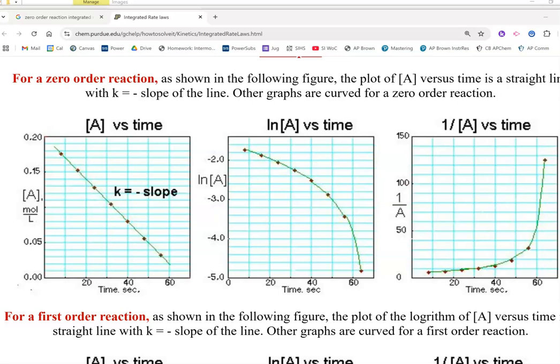Also, look at the natural log graph and the inverse graph. Neither of those is linear. So again, the fact that the concentration of A versus time graph is linear identifies this as a zero order reaction. And again, the slope of the line would be the negative value of k.